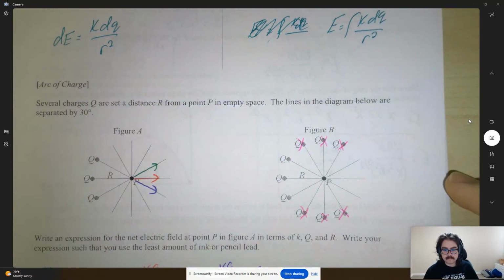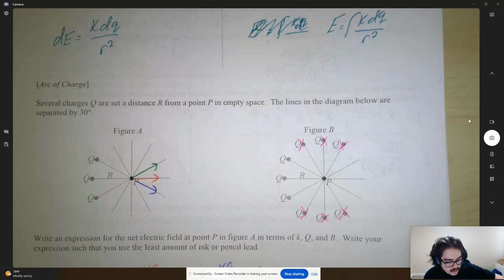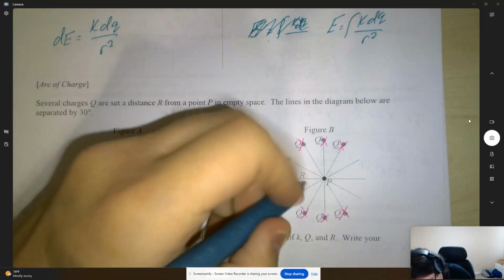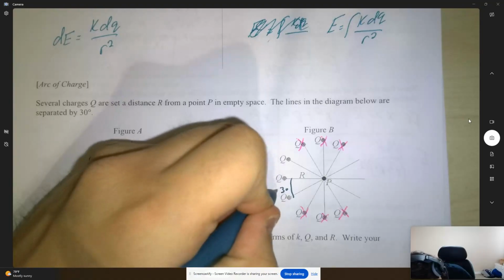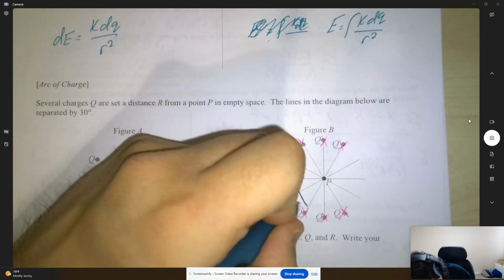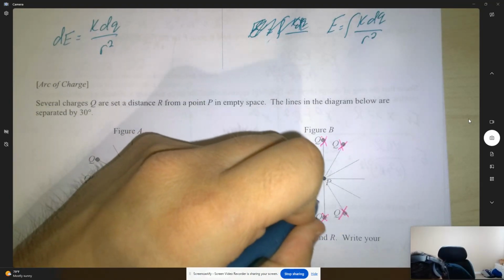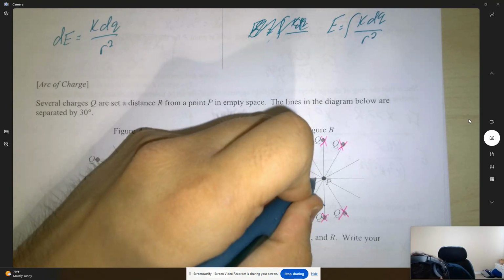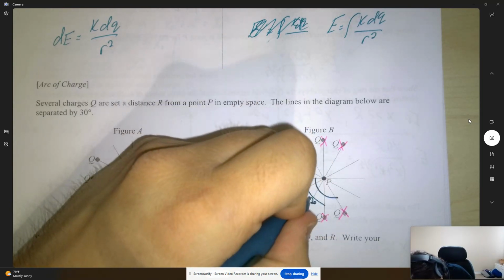And then it says they're each separated by 30 degrees. So you'll notice that the angles here are going to be 30 degrees, negative 30 degrees. This is going to be negative 60 degrees. This is going to be negative 120. And then this is going to be negative 90, my bad.